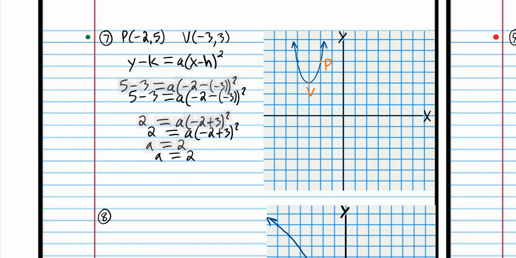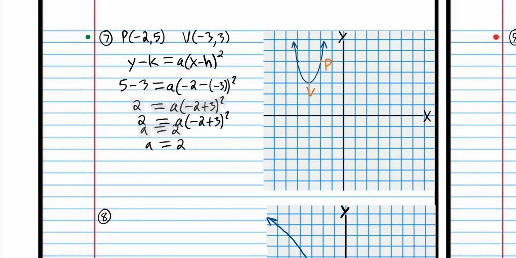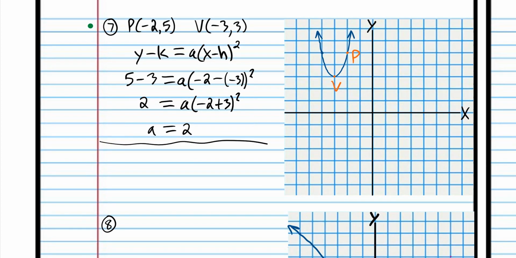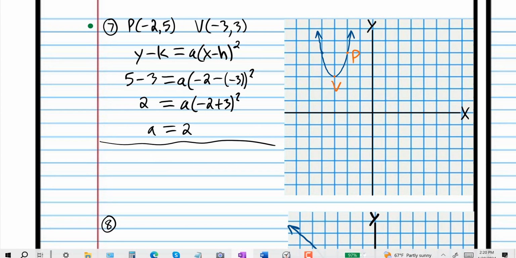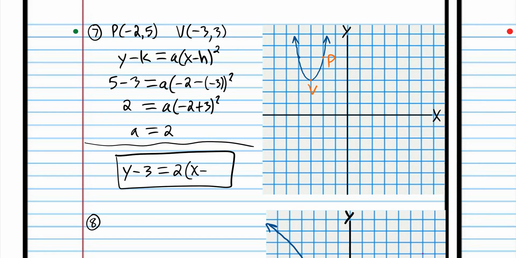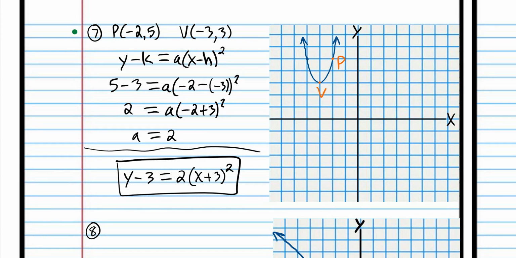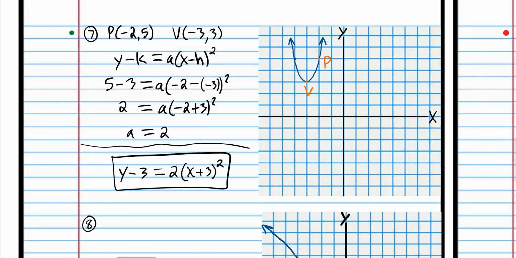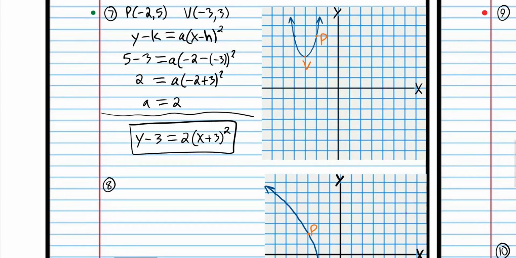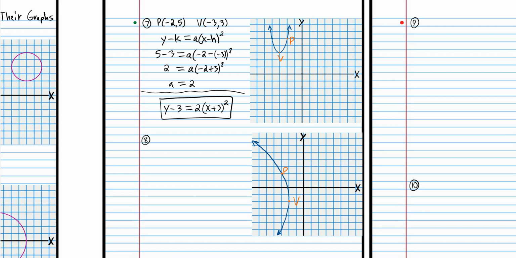So now we can write the final form of the equation. y minus 3, y minus the y value of the vertex, is equal to a, x minus the x value of the vertex, which makes that positive because it's a negative 3. And there you go. So if you got that answer, excellent. Go ahead and try number 8. When you come back, we'll do it together.